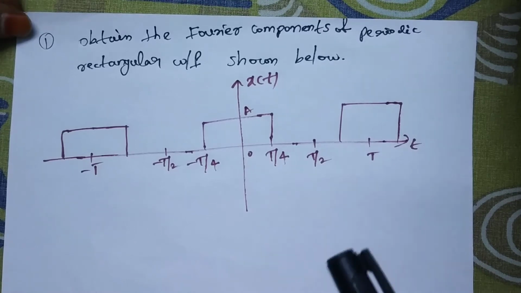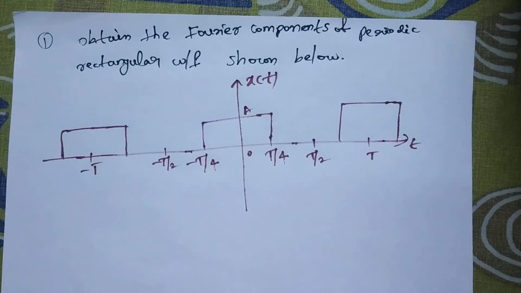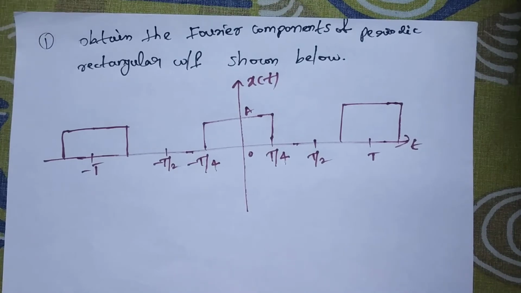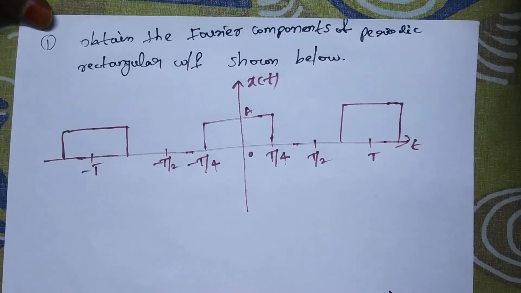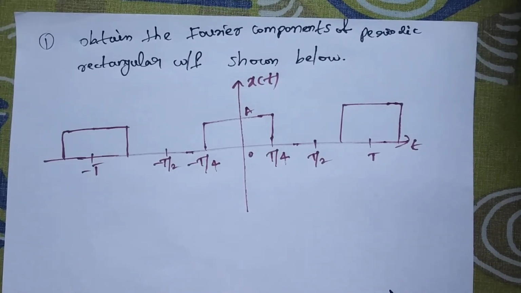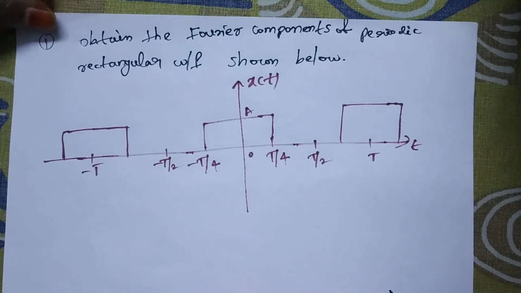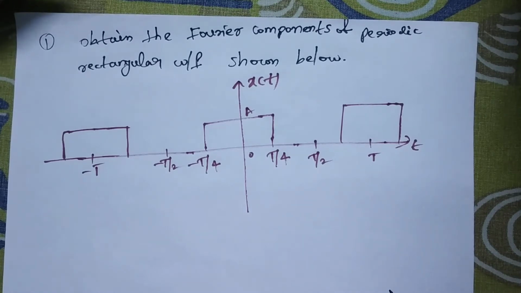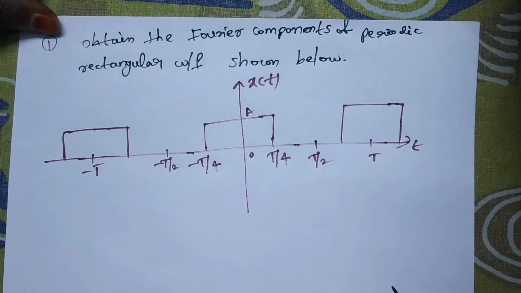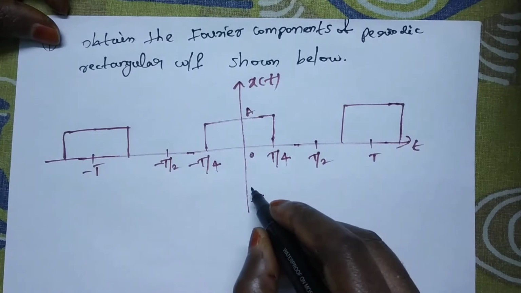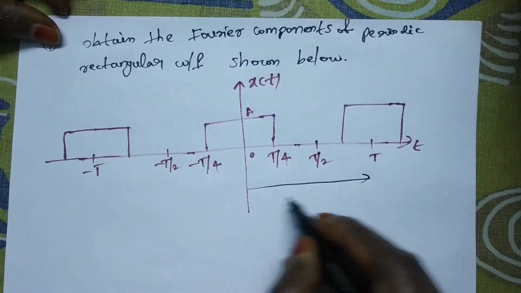Previously, we have seen about symmetries. Then we'll solve some problem by using the symmetry concept. Here I am giving you one problem, and I am asking you to find out the Fourier coefficients and obtain the Fourier series expansion, which is the trigonometric Fourier series expansion, for the below rectangular waveform, and it is periodic and the time period is T.